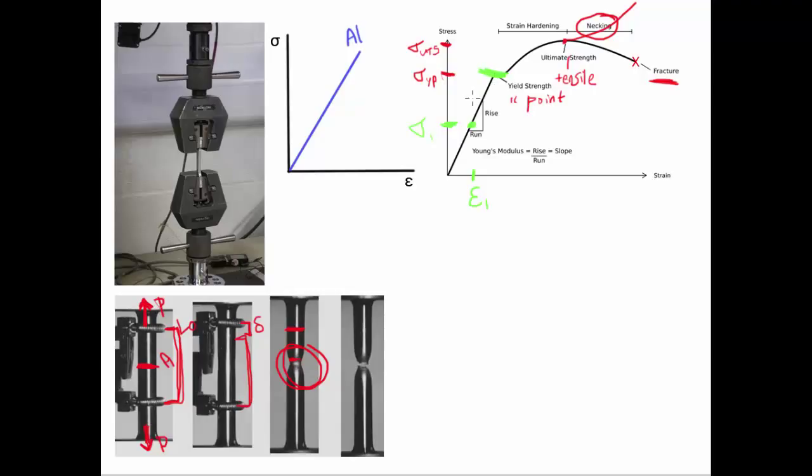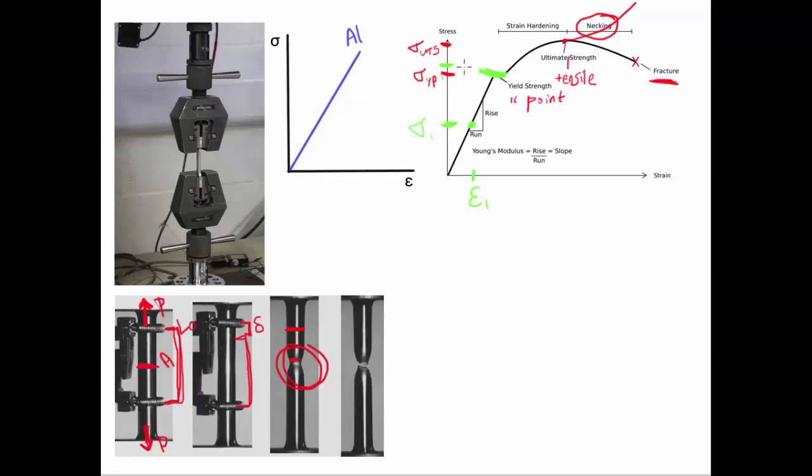Sometimes people are interested in the stress associated with the break point. And that's simply the stress or the Y value associated with this point labeled fracture. So you could read that off of your graph, or more likely the computer connected to the machine will print out this value for you and you'll read it right off the screen.